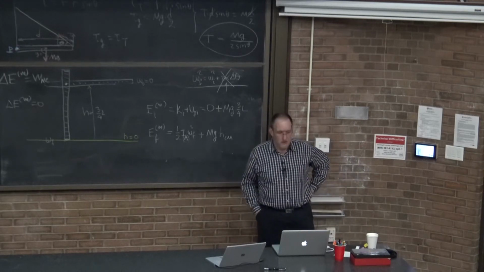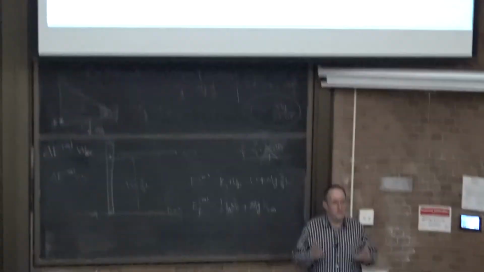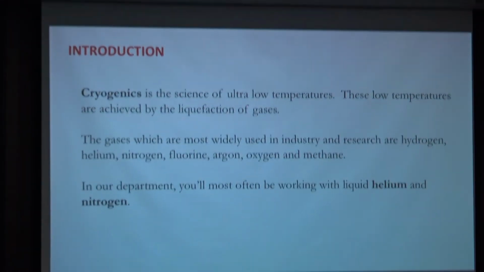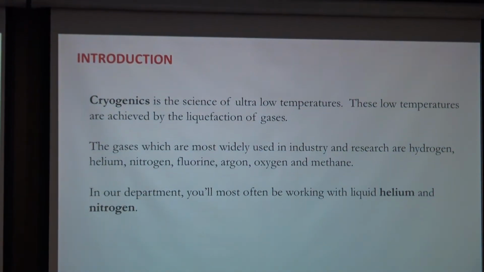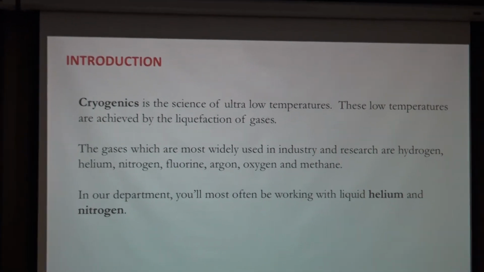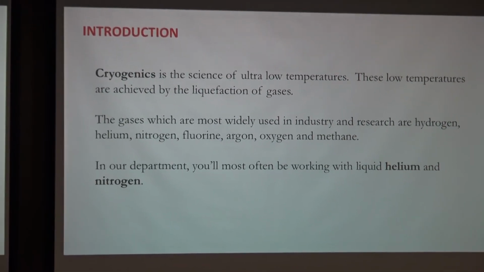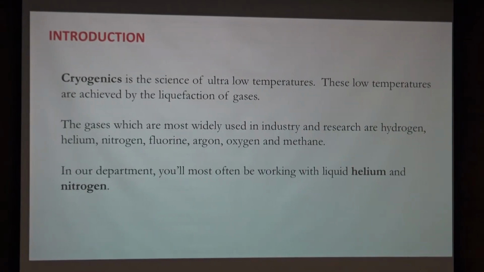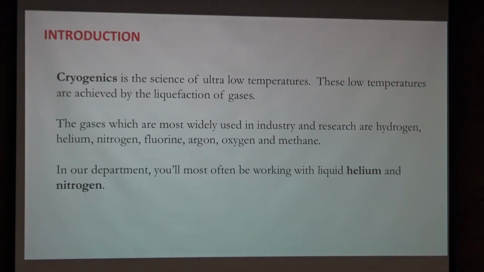Okay, when we're talking about cryogenics, we're talking about substances at low temperatures. This can be either refrigerated gases or cold liquids. And the most commonly used cold gases and liquids range from hydrogen, helium, nitrogen, fluorine, argon, oxygen, and methane. The good news is in 99% of all cases you're going to be working with either liquid helium or liquid nitrogen, which are non-toxic and non-reactive.